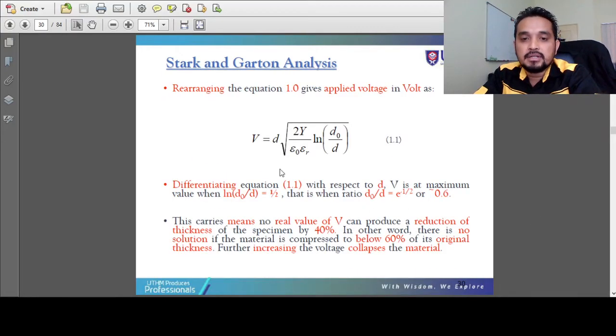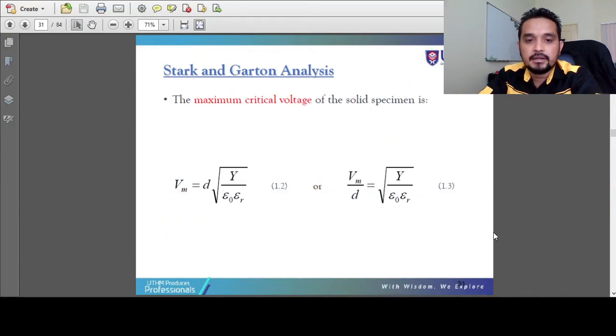Okay, we rearrange the equations, and we'll have the applied voltage as a function of thickness, and we can calculate the reduced thickness. We know the relative permittivity of the material, epsilon naught. We know the Young modulus, and we can actually calculate the compressive force. Hence we can classify the maximum critical voltage.